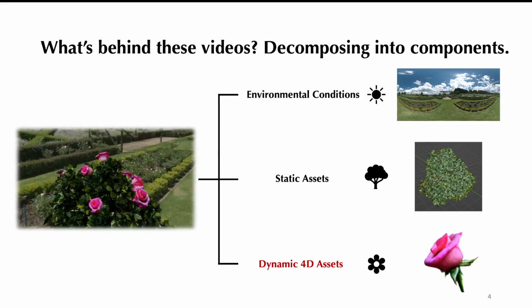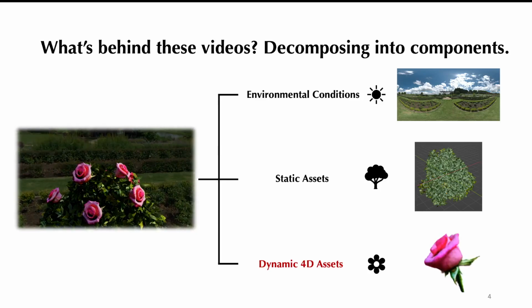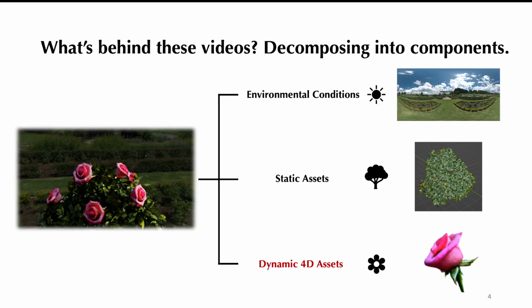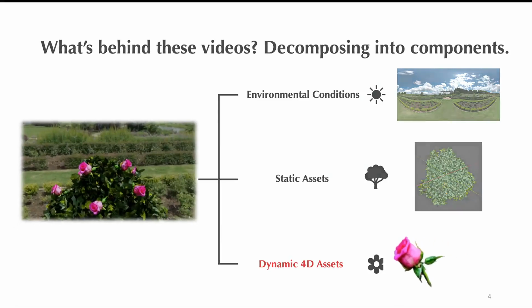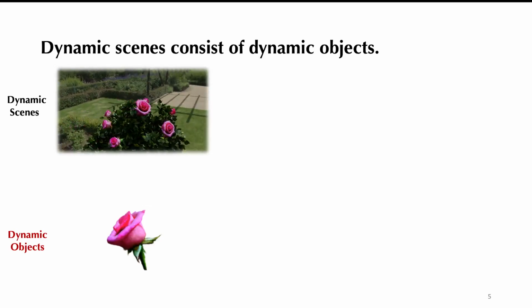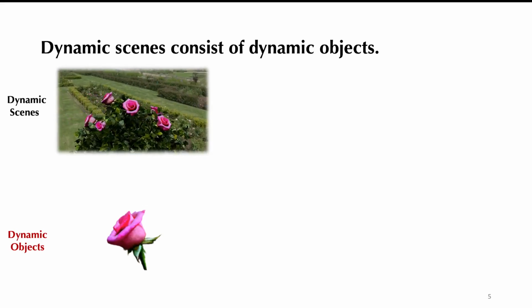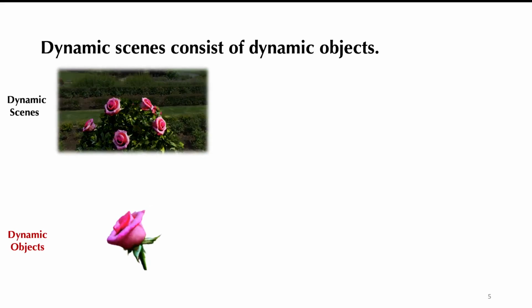Creating the blooming of a rose is a different story. To represent that kind of transformation, we need a dynamic 4D asset, something that can grow and shrink over time. This is the focus of this paper. As we just said, modeling these dynamic objects is not a trivial task. In traditional computer graphics, we don't have standard practice to create such assets.